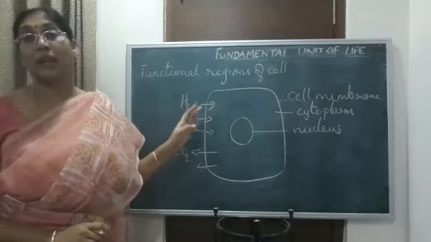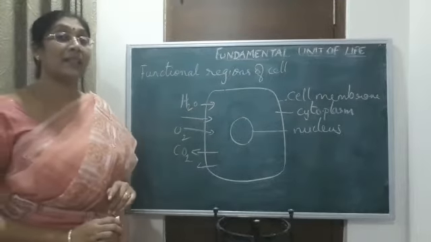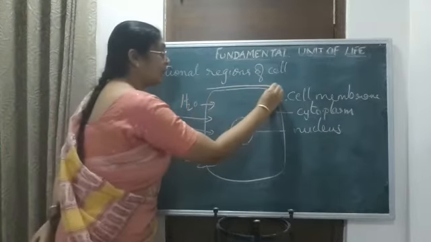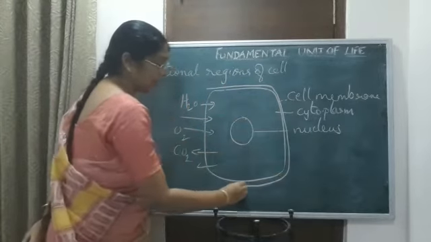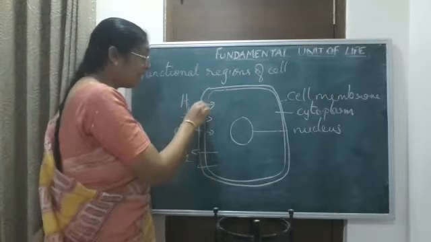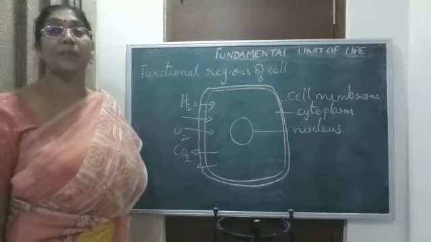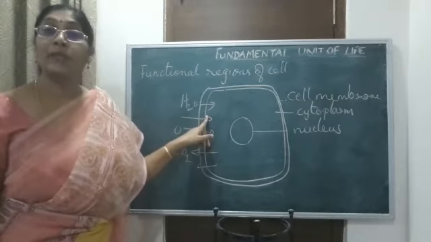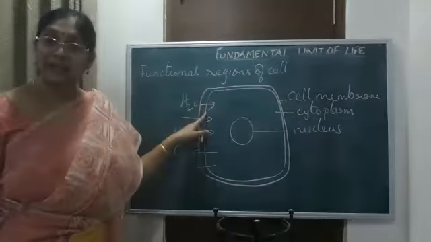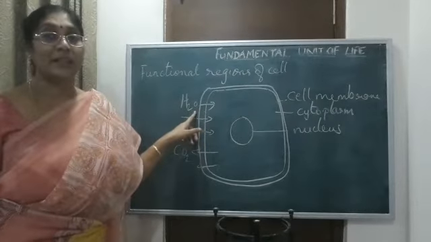The cell membrane is present in both plant and animal cells. Besides the cell membrane, only in the case of plant cells, there is one more protective layer present around the cell membrane, called the cell wall. Animal cells do not have a cell wall. Unlike the cell membrane, the cell wall is a dead layer. It is made up of cellulose. The cell membrane is made up of lipids and proteins. The cell wall is made up of cellulose. The cell membrane is living, the cell wall is dead.